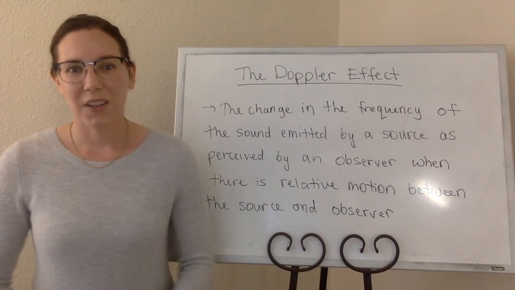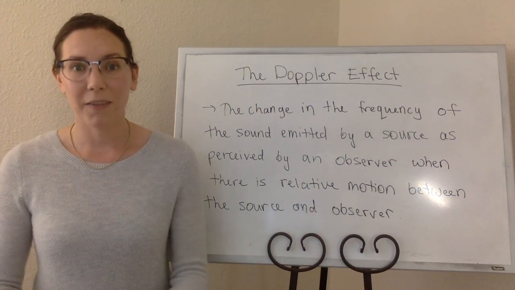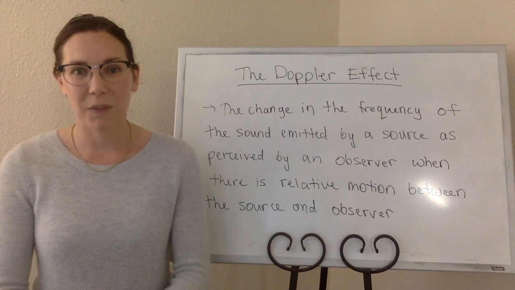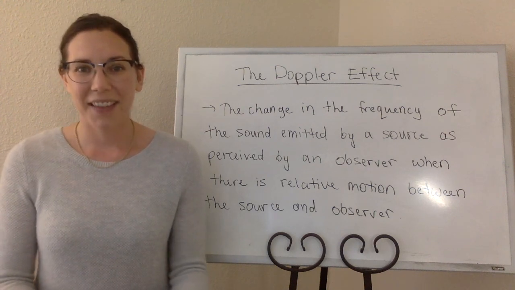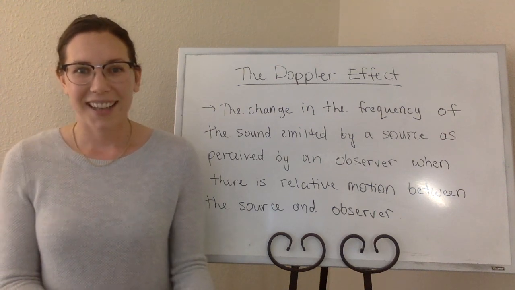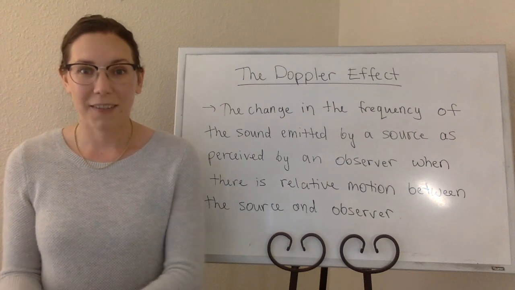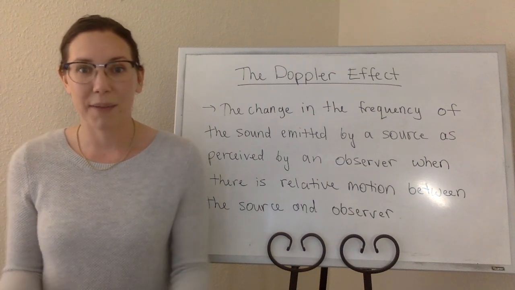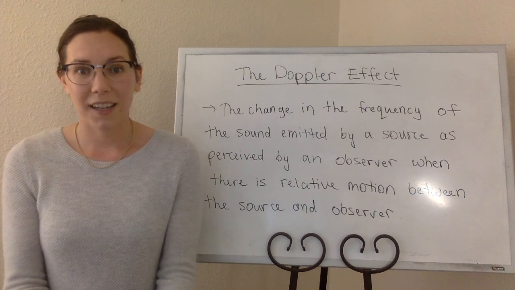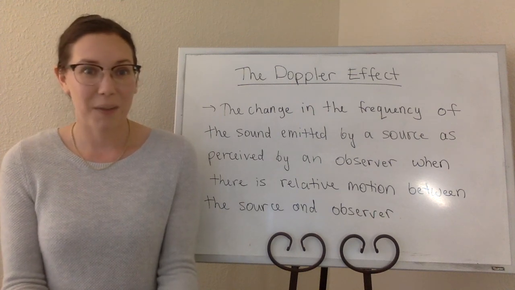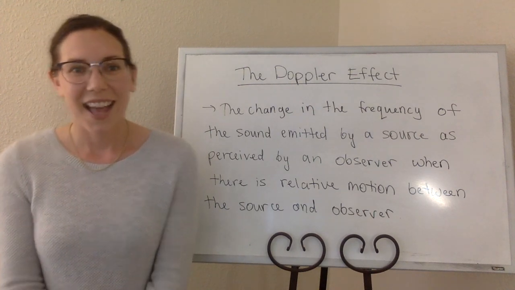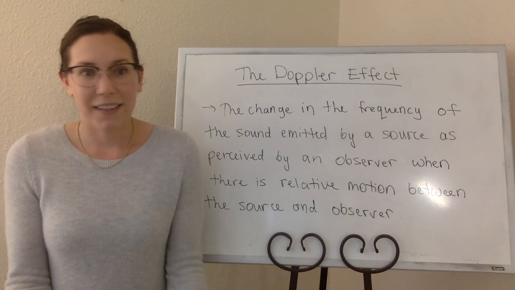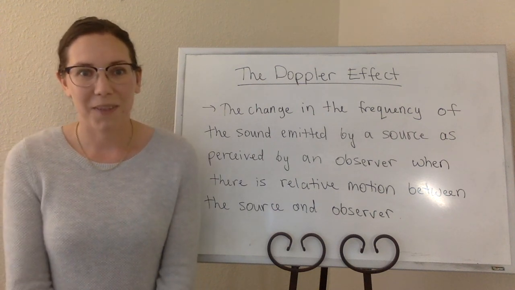Okay, let's move on to the Doppler effect. So the Doppler effect occurs due to relative motion between the source of a sound and the observer or the receiver. An example is the change in pitch of the siren of an ambulance as it drives past you, or a car honking its horn as it drives past you or you drive past it. We're naturally used to hearing these sounds that incorporate the Doppler effect.